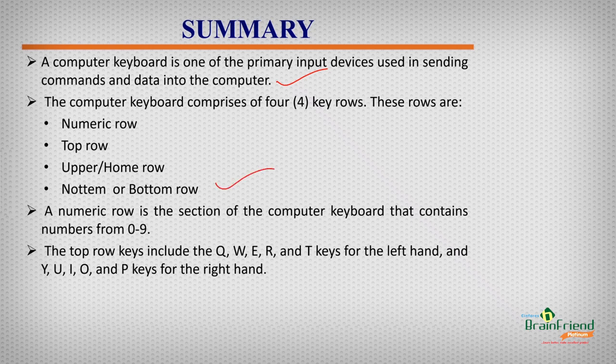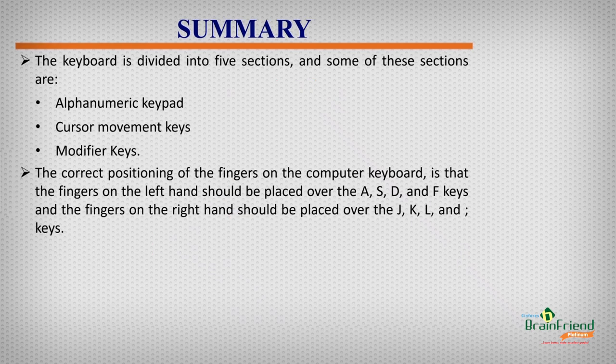We also learned that a numeric row is a section of the computer keyboard that contains numbers from 0 to 9. Next, we learned that the top row keys include the letters Q, W, E, R, and T on the left hand, and letters Y, U, I, O, and P on the right hand of the keyboard. Next, we learned that the keyboard is divided into five sections, and some of these sections are the numeric keypad, the cursor movement keys, and the modifier keys. And lastly, we learned that the correct positioning of the fingers on the computer keyboard is that the fingers on the left hand should be placed over the letters A, S, D, and F keys, and the fingers on the right hand should be placed over letters J, K, L, and the semicolon key.